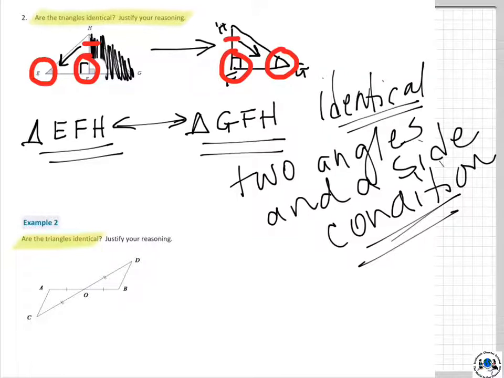And here we have example 2. Are the triangles identical? And justify your reasoning. Now, I'm going to have you just take a look at that and see what you can come up with, because I want you to reach back into the recesses of your memory to see if you recognize something about a couple of angles in this one that can help you out. A little bit of information that can help you solve this mystery. So go ahead and give that a whirl. Just take a look at it, and then we'll look at it together.